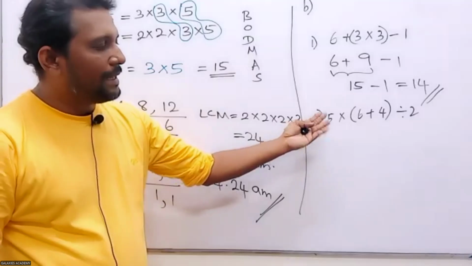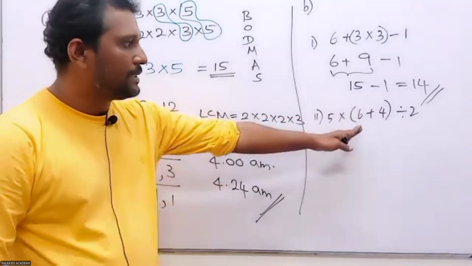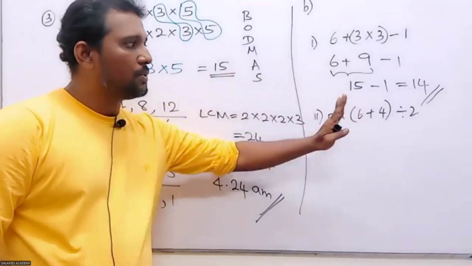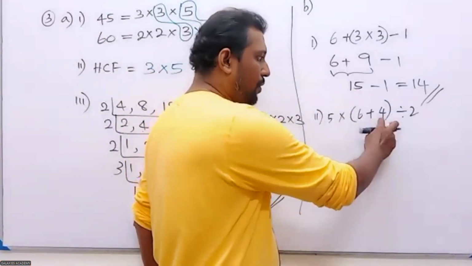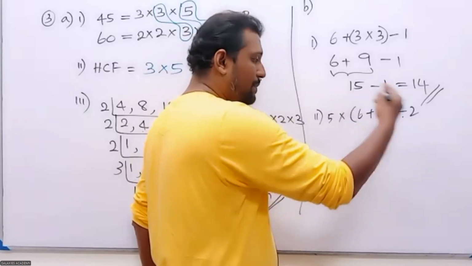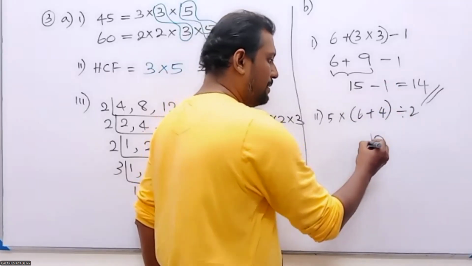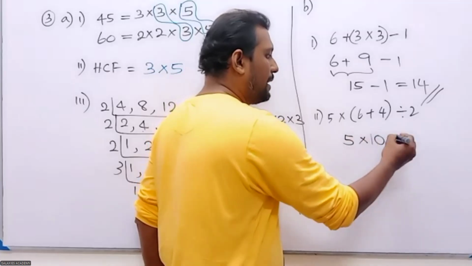Right, then let's go to next part. You can see bracket. According to BODMAS rule, first you have to simplify the bracket. So 6 plus 4 is 10. 5 multiply 10 divide 2.